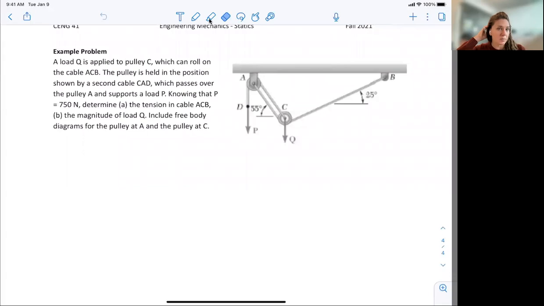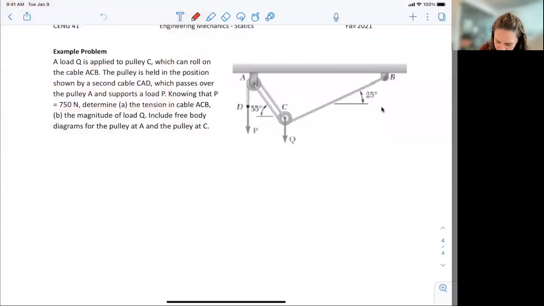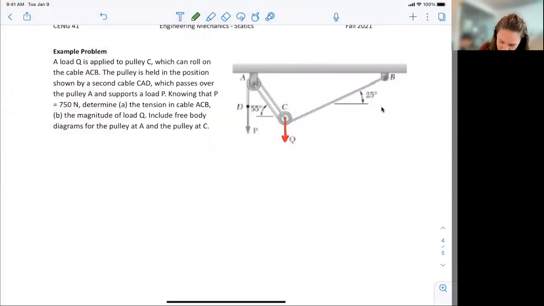Here we go. Okay, so here is the problem. We have a load Q right here applied to pulley C, and pulley C can roll on the cable ACB. So first thing to note, we have cable ACB that does this. This is all one cable. It's going to follow those rules for pulleys that we studied in the previous two videos.